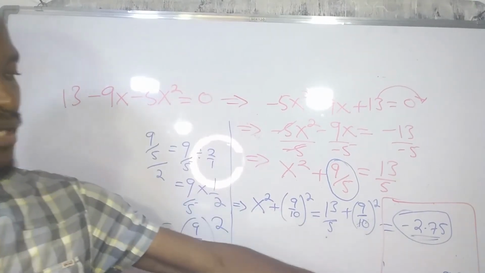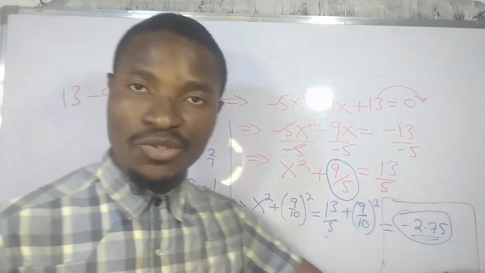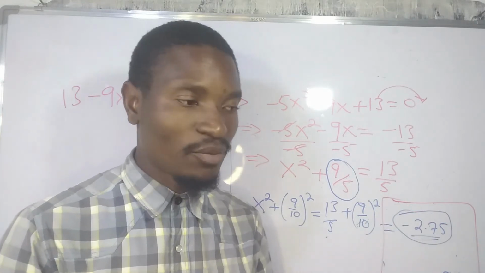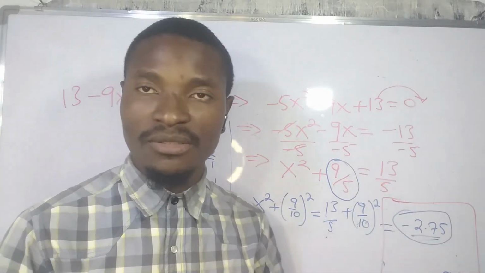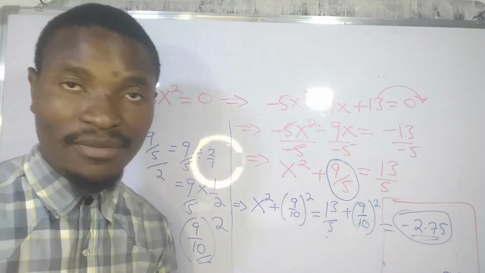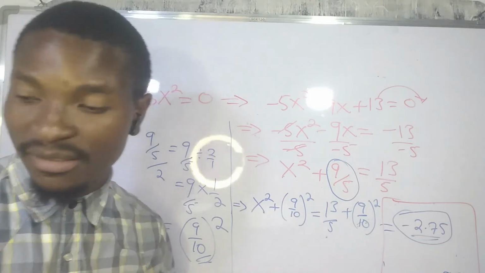So I've kept the answers just to compare how the answers are going to come out in both the formula method and the completing square method. So make sure that we can have something similar, so I will not delete those numbers.